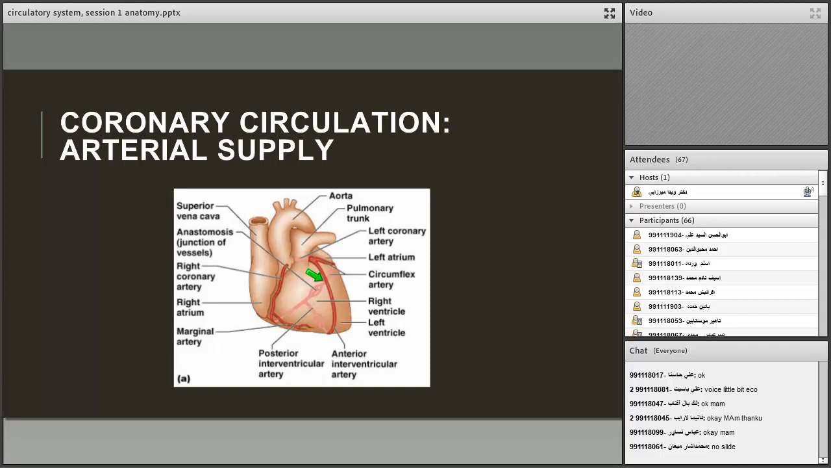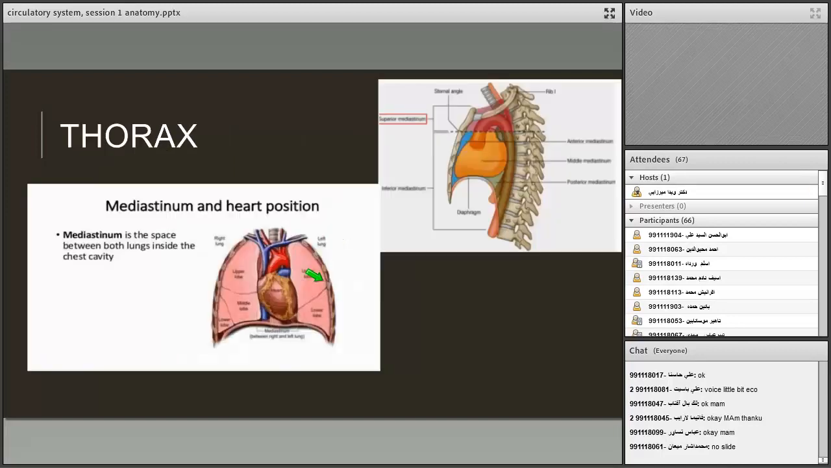Now about the thorax. The thorax is a cone-shaped part at the upper part of the trunk. It is placed on the upper part of the trunk, lower than the neck and upper than the abdomen, between the neck and abdomen.